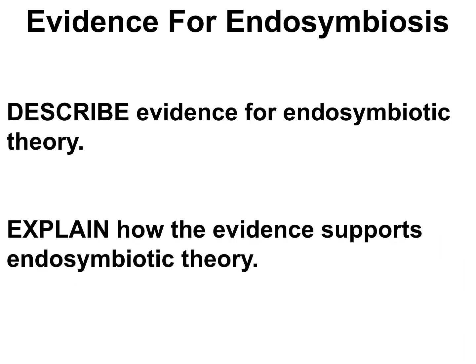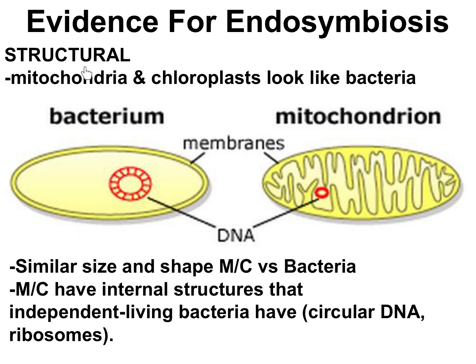Now, this is what I expect you to be able to do with the evidence for endosymbiotic theory. First, describe each specific piece of evidence, and second, explain how that evidence supports and connects to the endosymbiotic theory. First, structural evidence. Basically, mitochondria and chloroplasts look like bacteria. And what do I mean by that? Well, mitochondria and chloroplasts, abbreviated as M and C, have a similar size and shape as bacteria. Now, that's not strong evidence by itself, but there's more.